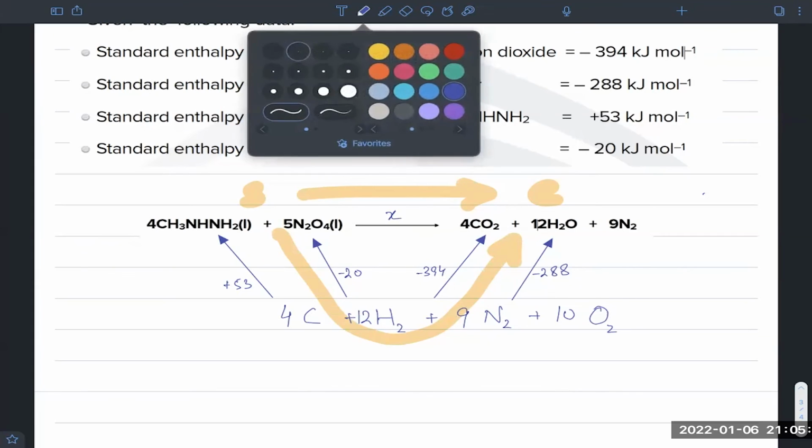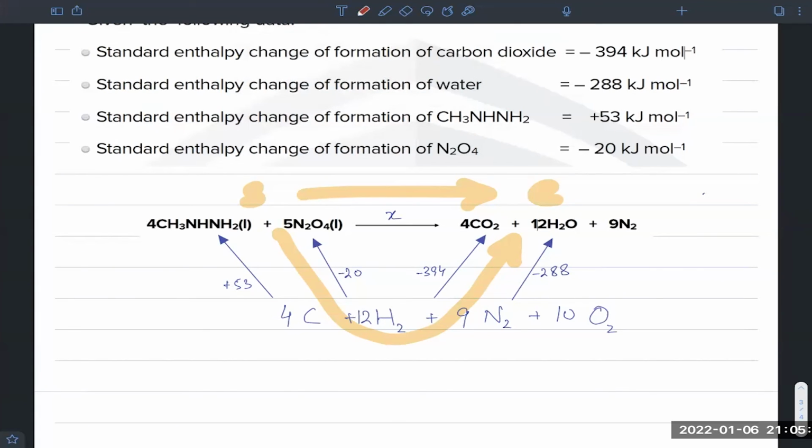Okay. So now I'm going to put the values. So my direct path, which is X only, is equal to indirect path, that is minus 4 times 53. Why? Because I'm going opposite to the blue arrow of 53. Similarly, I'm going opposite to the blue arrow of minus 20, so I'll put minus 5 times minus 20. I'm going in the same direction as minus 394, so I'll put plus 4 times minus 394. I'm going in the same direction as minus 288, so plus 12 times minus 288. No need to put a value for nitrogen again because delta H formation of any element is 0. Put it all in the calculator.